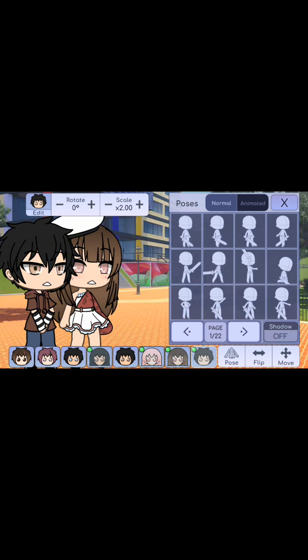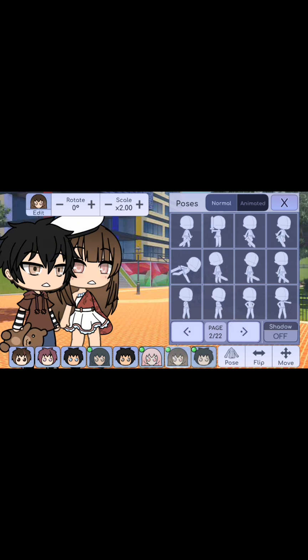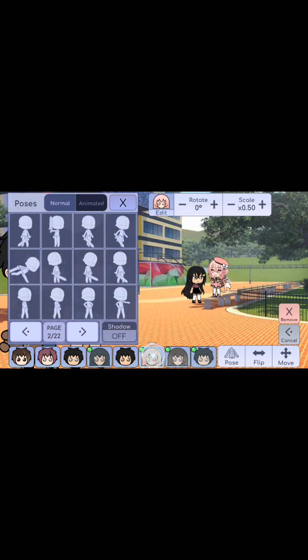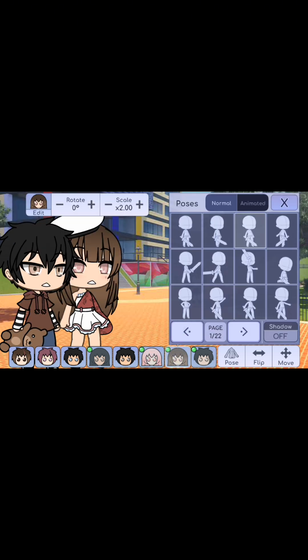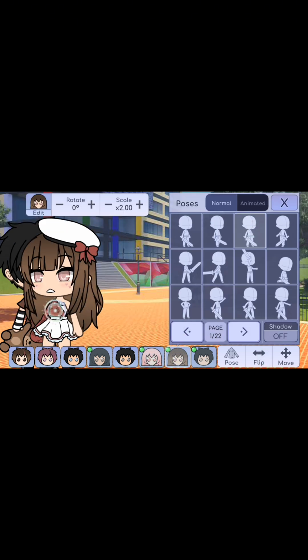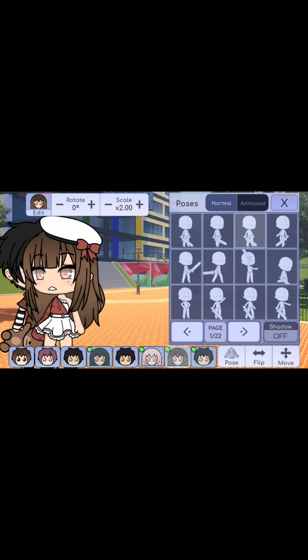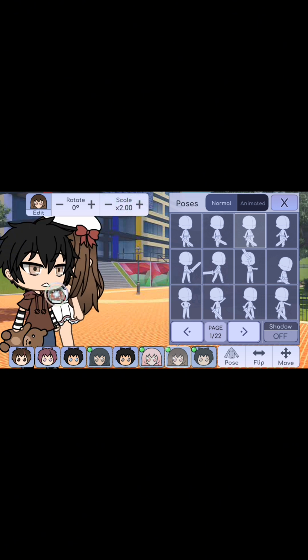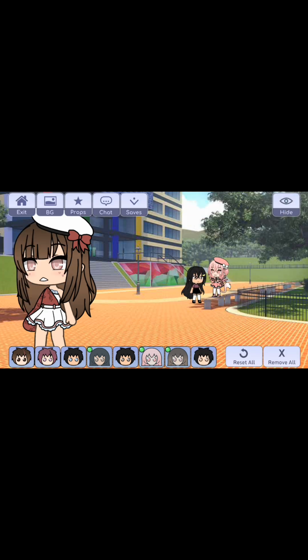So when you first do this, you're going to have to take screenshots, and depending on what you're doing, since I'm using Gacha Life, there's not really going to be much poses I could use, but I have to kind of improvise to make the movement a little bit more smooth. You also have to be careful with how close or far away it is.